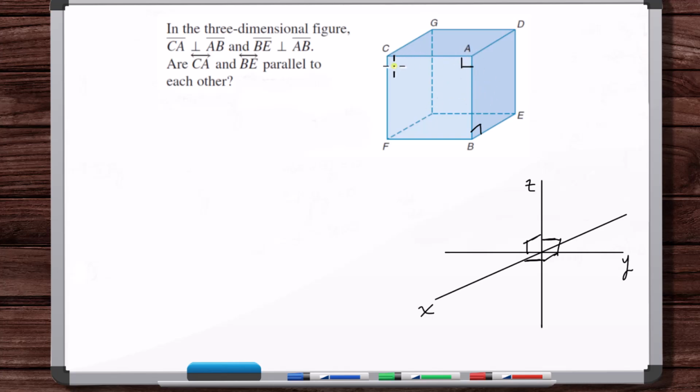If you have one line perpendicular to another line, and then another line is perpendicular to that same line, there is a case where you can prove that two lines are parallel, but you need more information, right? We could maybe say, since CA is perpendicular to AB and FB is also perpendicular to AB, then FB and CA are parallel. There are circumstances where you can say that, but you have to have more information, because BE is certainly not parallel to CA. They're skew.